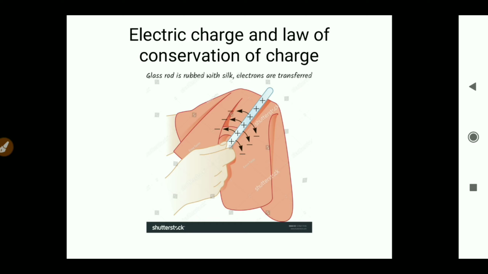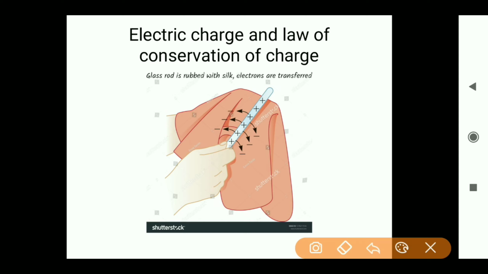What is the explanation? If you see here, before rubbing the glass rod on the piece of silk, the glass rod is electrically neutral, while the piece of silk is also electrically neutral. But when you start the electrification, that means you start to rub the glass rod on the piece of silk, then there is a transfer of electrons. And because of this transfer, the glass rod becomes positively charged.